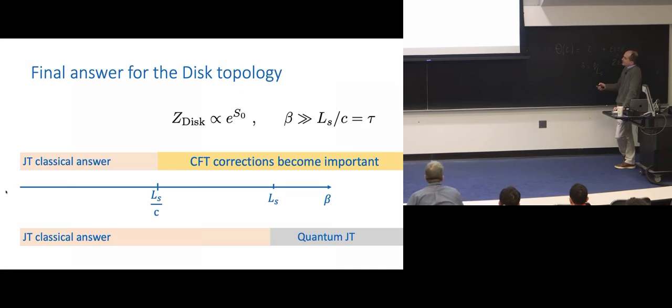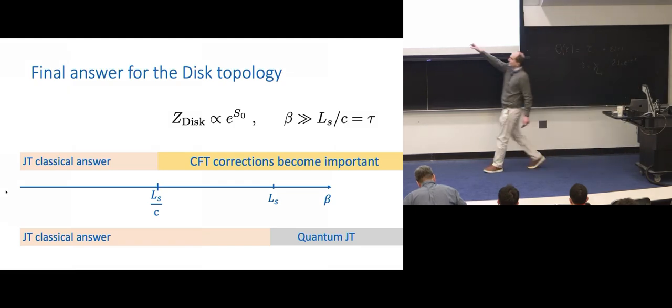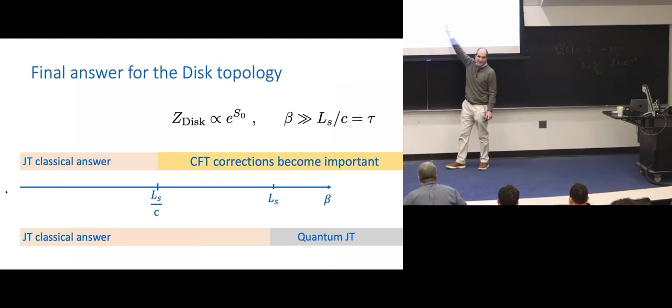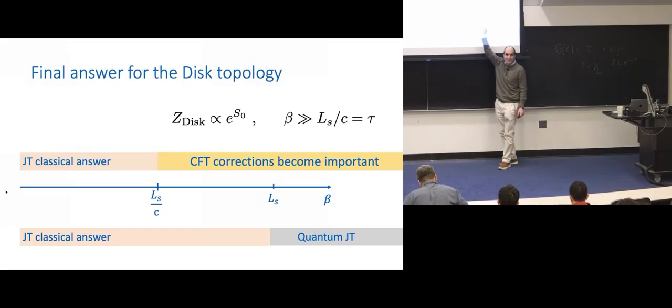Now, how is the answer different in our case? Here we have the JT classical answer. When we get to a length scale LS over C, before the Schwarzian becomes strongly coupled, we have the transition to the regime in which CFT corrections become important, and that's what we just computed. The effective coupling of these theories was very weak here and was becoming stronger, but when we get to this point, it just becomes constant. And then you continue with constant coupling, which could be weak.